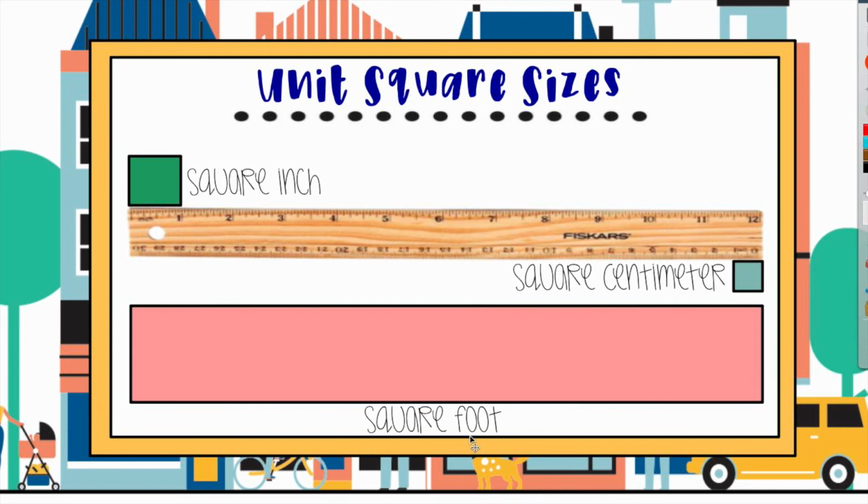So whenever you're saying a square inch, you're saying that it measures 1 inch on each side of the square. Same thing for the centimeter and the foot. When looking at the square foot, it looks like a rectangle, but normally this would be a square. I made it into a rectangle so you could see how long each side would be.